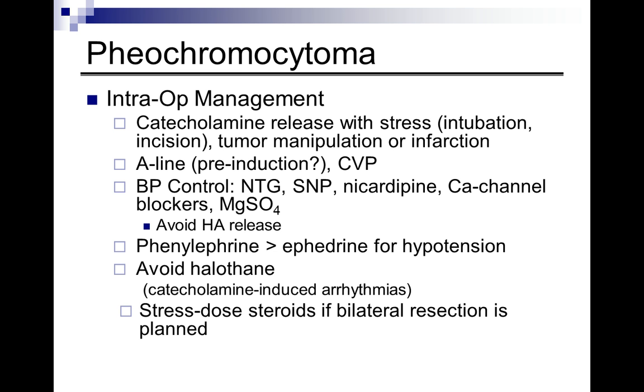Halothane should be avoided because of catecholamine-induced arrhythmias in the setting of the patient secreting a lot of epinephrine. And remember, if bilateral resection is planned, then the patient will need stress dose steroids because they will no longer have the ability to secrete glucocorticoids from their adrenal cortex.